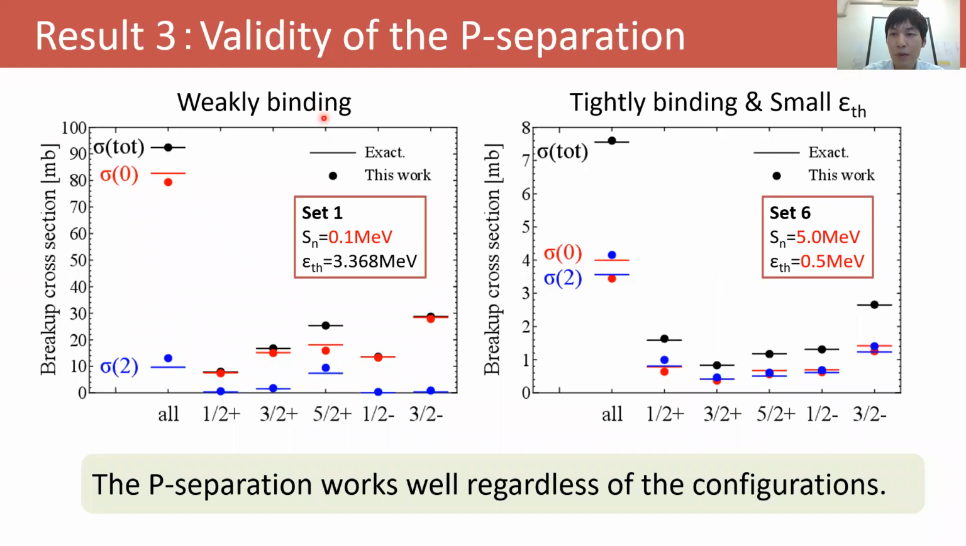This figure shows the breakup cross sections for the weakly bound case and the tightly bound case. In set 6, the small threshold energy may lead to the large core excited breakup cross sections, and the tendency is well reproduced. This has a different tendency, but it's also reproduced. So we can say that the discretized breakup cross-sections are well decomposed by the P separation, regardless of the configuration.